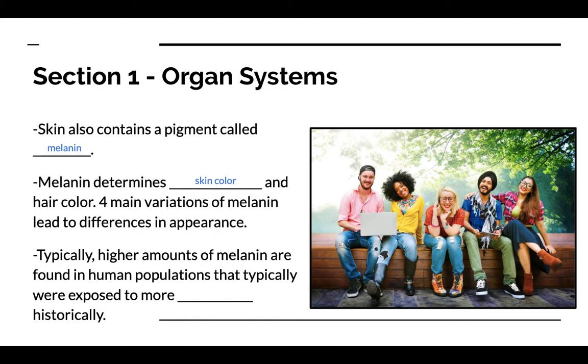Typically, higher amounts of melanin are found in human populations that historically were exposed to more sunlight. So, interesting to think about, but melanin is adaptive because it serves as a sort of natural sunscreen. It allows us to protect our cells from harmful UV rays. So when we think about geographic distributions of different ethnicities around the world, it makes sense historically.